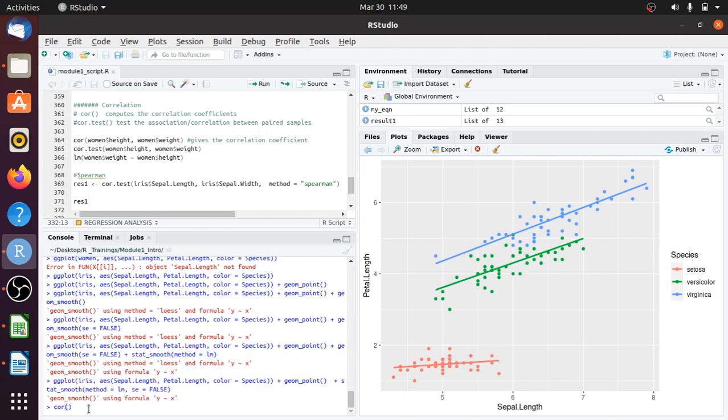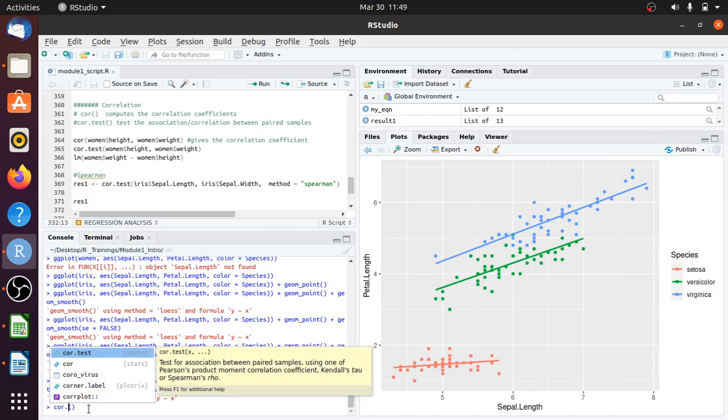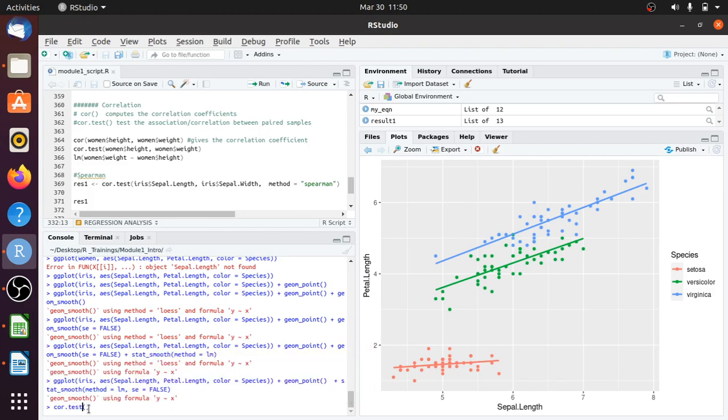But if we want to check the test between the two of them, the association, the correlation between them, we can use cor.test, the function cor.test. Now let's use cor to check the correlation coefficient between women weight and women heights.